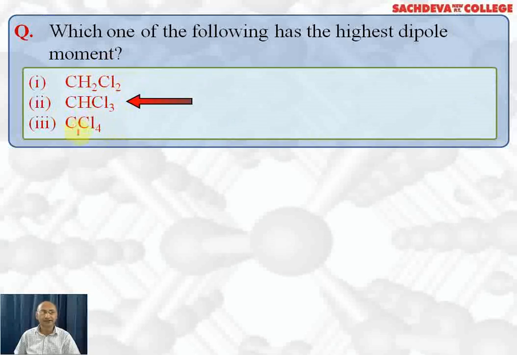CH2Cl2, CHCl3, CCl4. Now here, first remember CCl4 has zero dipole moment because it has a regular tetrahedral structure, so the dipoles get cancelled. Chloroform looks like it will have the highest dipole moment, but it has the second highest because the 3 Cl are on the same side, and the dipoles are in different directions, therefore the dipole moment becomes less. Dichloromethane has the highest dipole moment because 2 Cl are in one direction and the others are hydrogen, so here the dipole moment is highest.